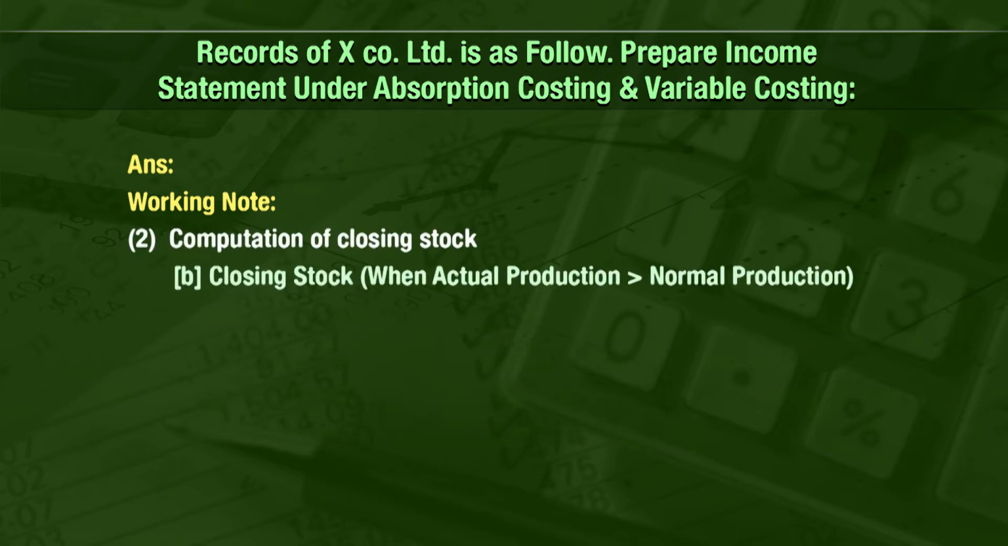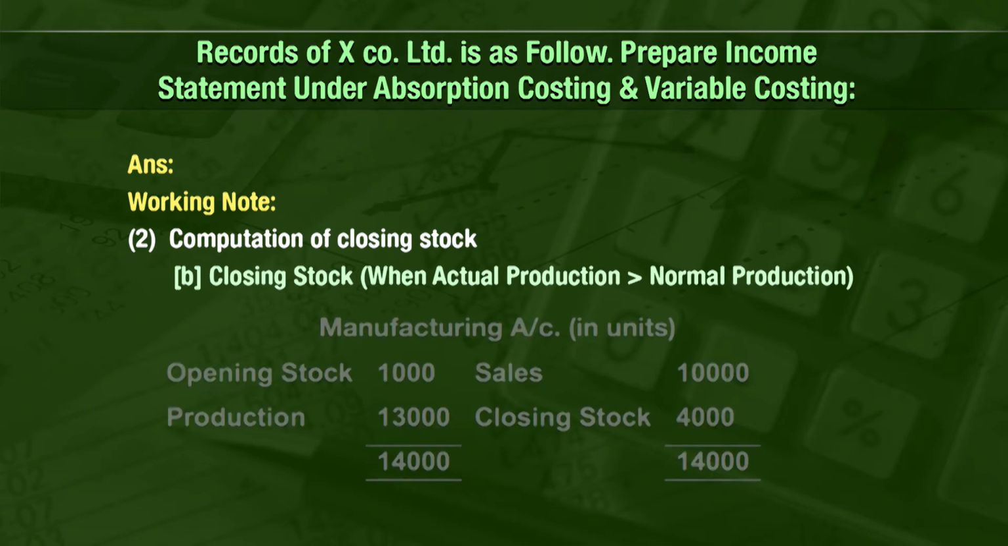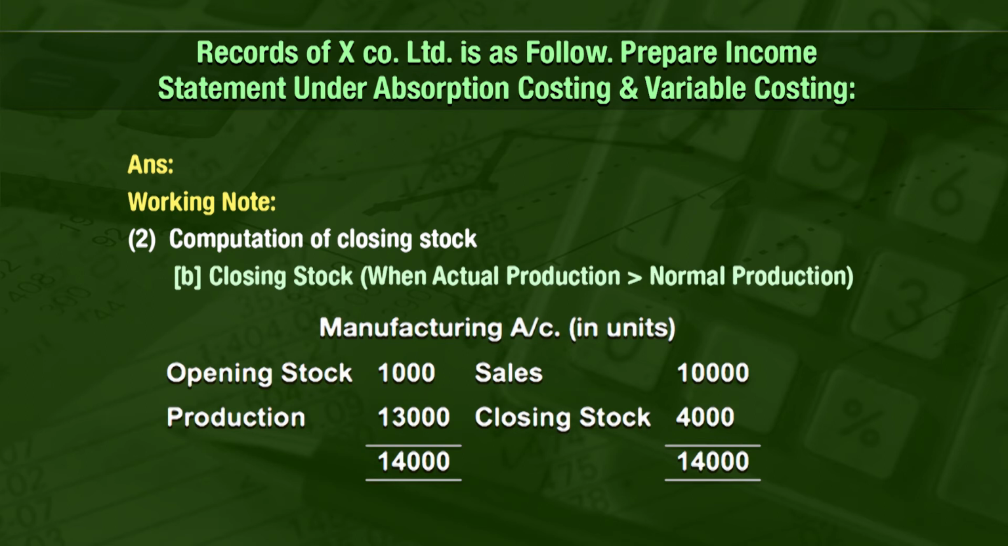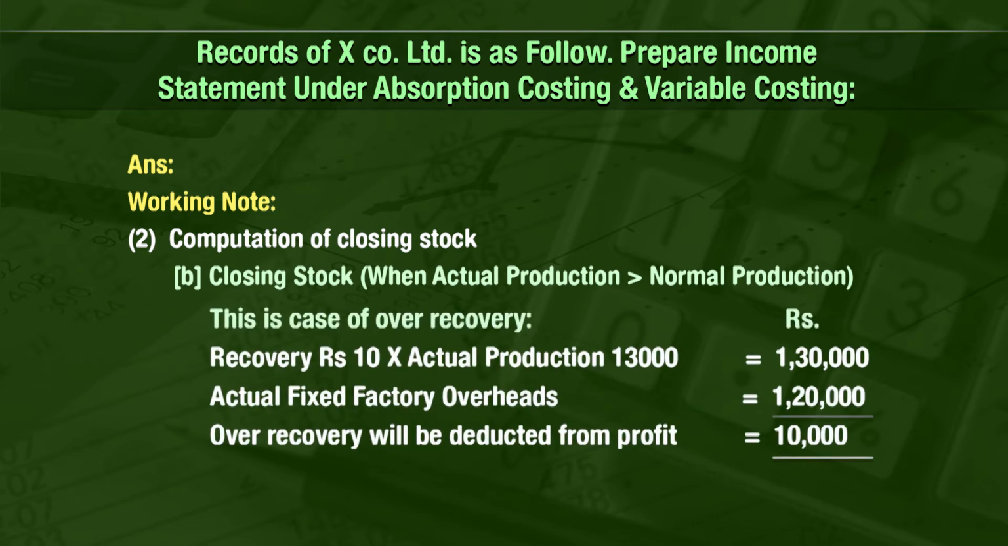Now, let us take the case of over recovery, when our actual production is greater than normal production. In our illustration, we have considered the production of 13,000 units. Our opening stock is 1,000 units, production 13,000 units, sales would remain the same, 10,000 units. Therefore, our closing stock will be 4,000 units. As we have discussed, this is a case of over recovery.